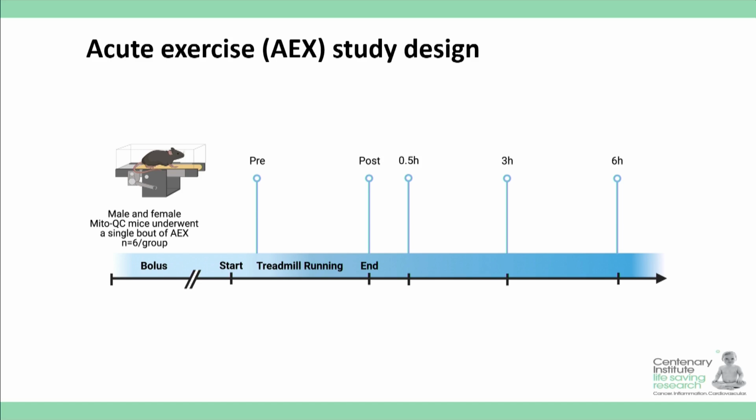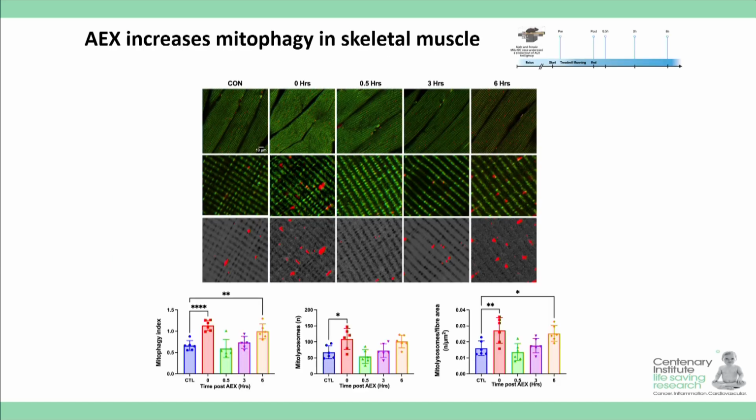So the first study I'm going to talk to you about is just an acute treadmill study. We ran MitoQC mice. Everything we do is in male and female mice, but for today, in the interest of time, I'm just going to speak about the male group. We ran them for an hour on a treadmill at incremental speeds. We've published that protocol previously. We've got groups of 6 at pre, and post at 30 minutes, 3 hours, and then 6 hours afterwards. So the idea was just whether or not we can see acute exercise changing mitophagy in skeletal muscle.